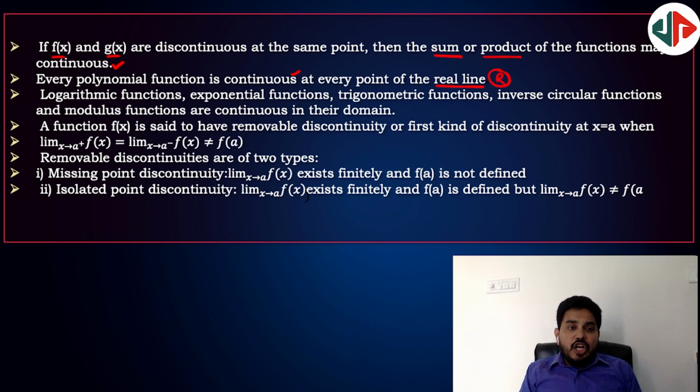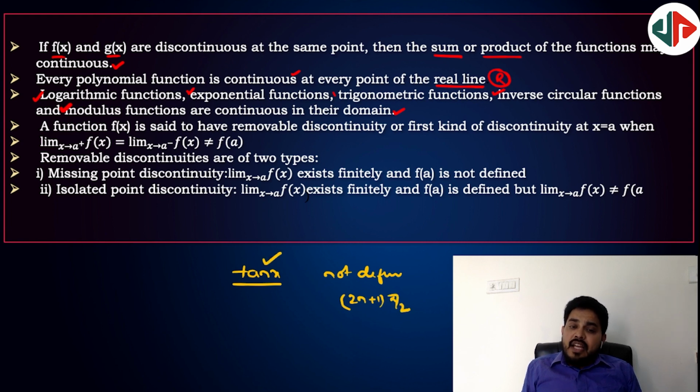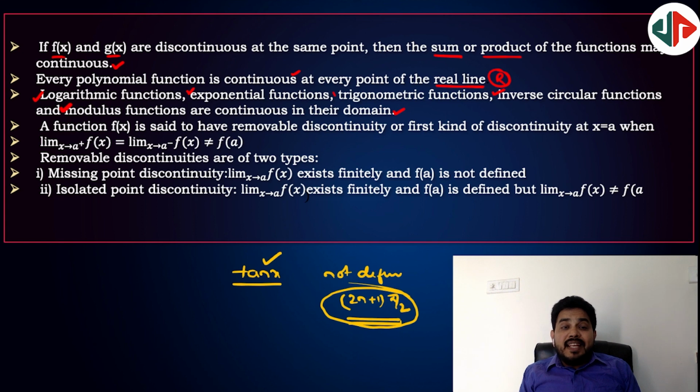And the very important ones: logarithmic, exponential, trigonometric, inverse trigonometric, modulus are continuous in their domains. So you may ask, sir, how is tan x continuous? Actually, tan x is not defined at odd multiples of pi by 2. So wherever it is defined, it is continuous. At this point, it is not defined, so you need not worry. So that's why we mention they are continuous in their domains.